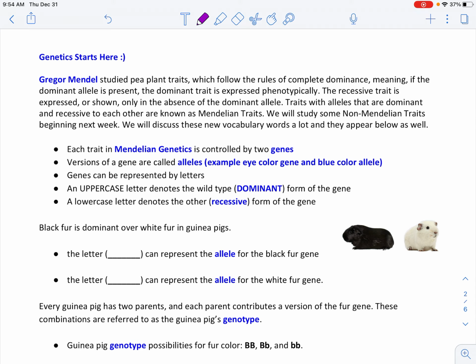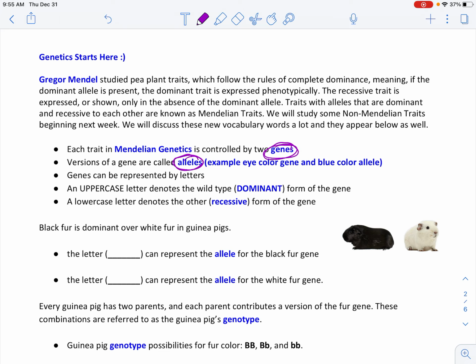But things like genes. Genes, we haven't learned about DNA yet. That's actually next. But DNA, remember, codes for proteins. And so genes are going to be the sections of DNA that code for proteins. Alleles are versions of genes.